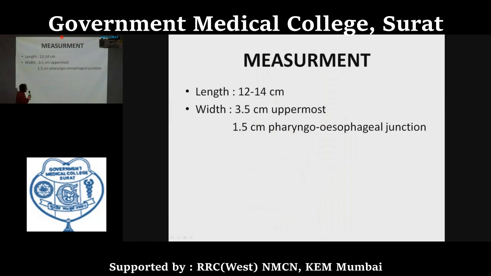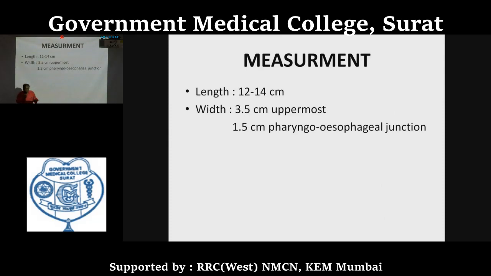As far as the measurement is concerned, the length of the adult pharynx is roughly 12 to 14 centimeters and the width is 3.5 centimeters. The uppermost part of the pharynx, which is in contact with the cranial base, is the widest part, having a 3.5 centimeter width. The lowermost part of the pharynx, where the esophagus starts, we can call the pharyngo-esophageal junction. The width of this part is reduced to 1.5 centimeters.